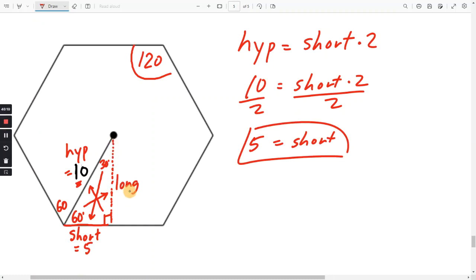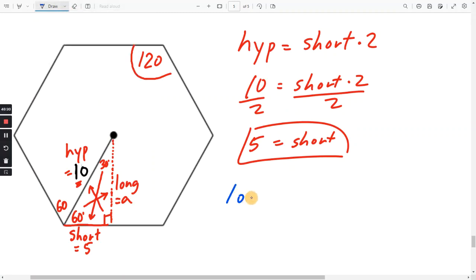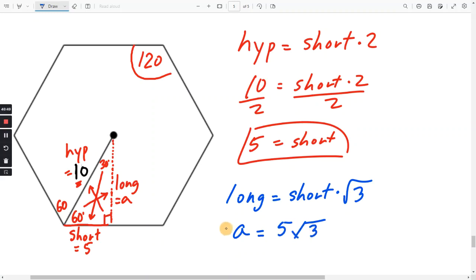Now, if we want to find the long side, that's our apothem. So I'm going to set it equal to A. And I'll do it in a different color. The long side is the short times radical 3. Okay, the long side is the apothem. The short side is 5, and that's times radical 3. So now we're in business.